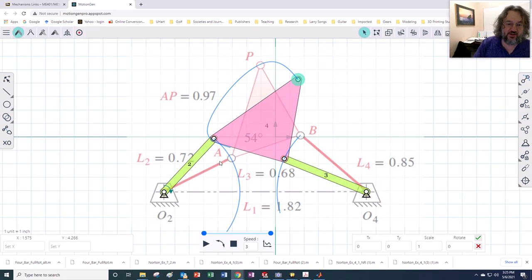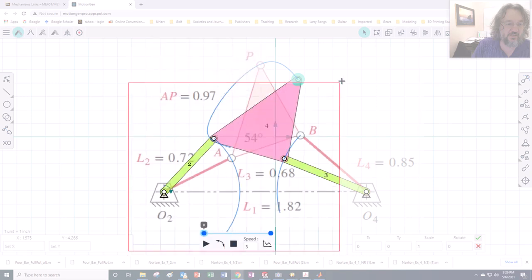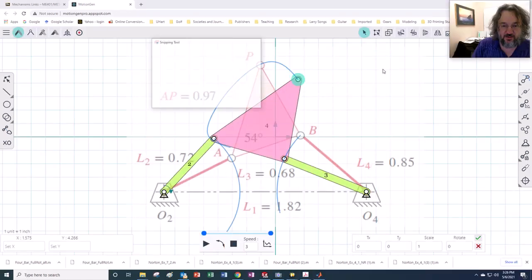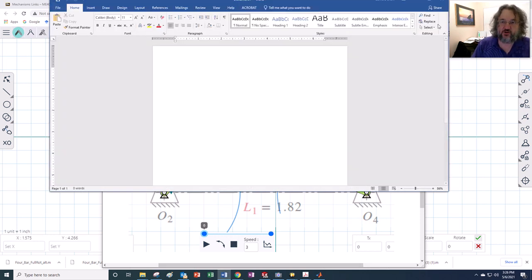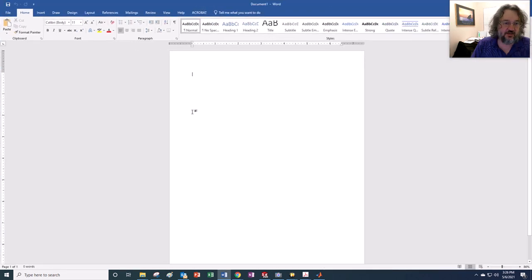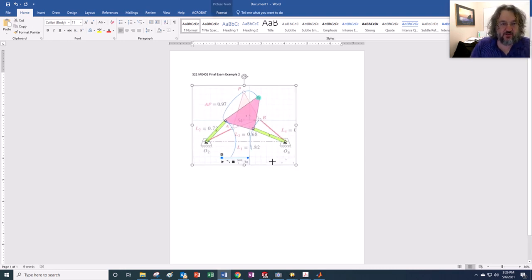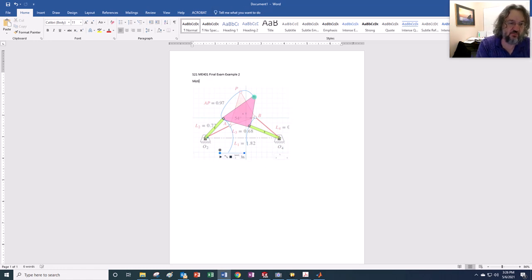So I'm going to make a judgment call. What we want to do for the exam, though, is take a screen grab out of this just to show that's what we got right there. Boom. And let's put it into Word. So this is going to be what we turn in, also a scan of our hand drawing stuff. So this is Spring 21, ME401, Final Exam, Example 2. And I'm going to put this in here, and let me just write that it was MotionGen. So there's the MotionGen model.